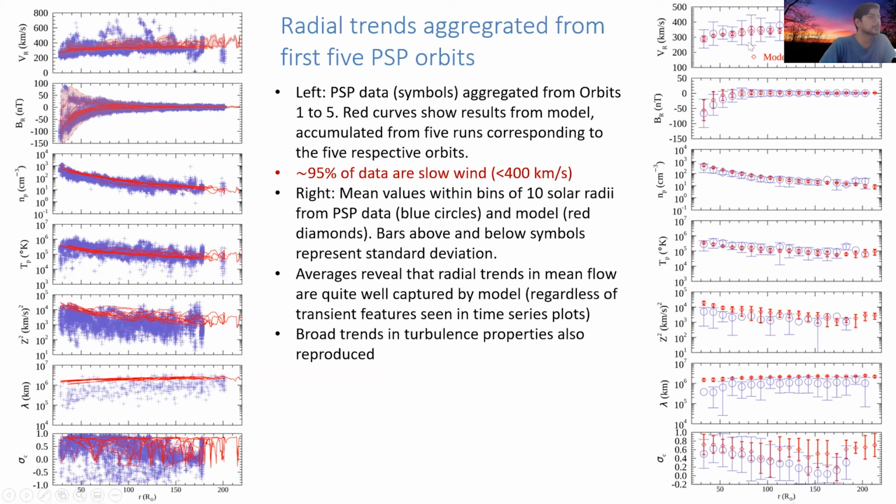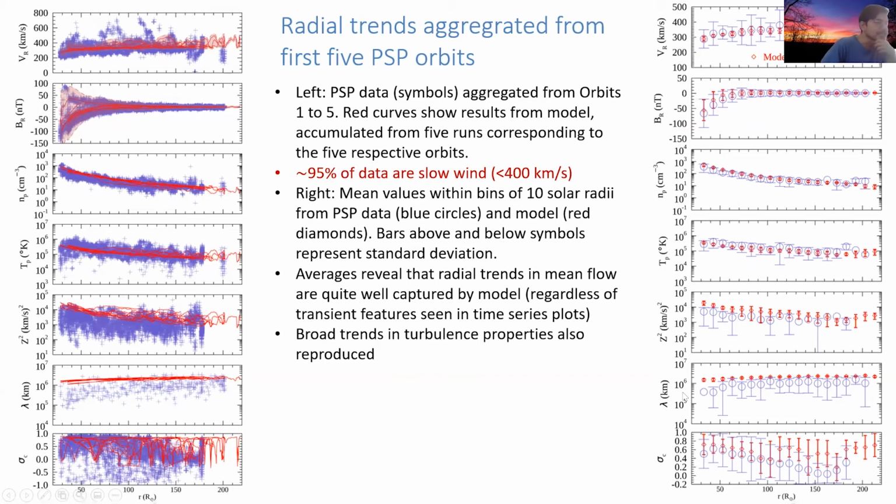What I've done in the plot on the right is binned the data on the left into radial bins of size 10 solar radii. The symbols show the mean value within the bin, and the bars above and below the symbols represent the spread of the data up to 1 standard deviation. Now you can see there's a pretty good overlap between the model and PSP, but the PSP observations do show more variability than the model. You've got the radial magnetic field. Again, the density and the temperature look pretty good.